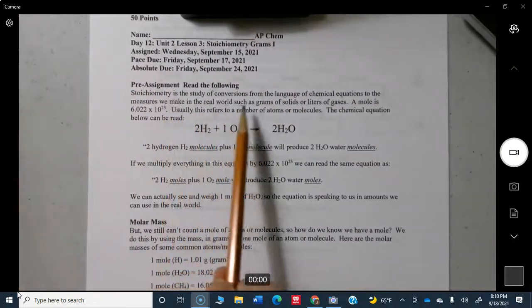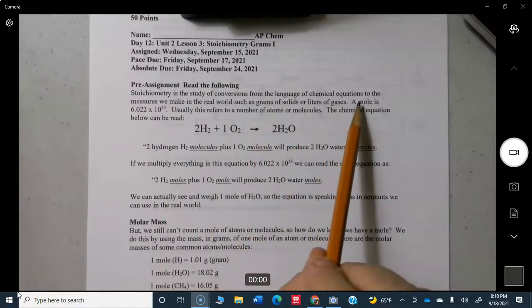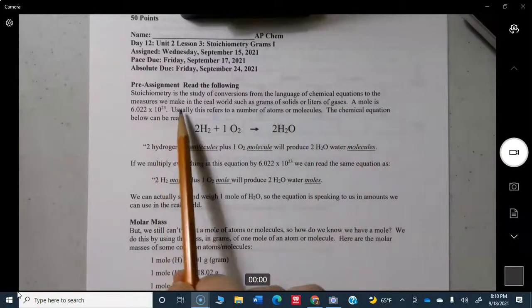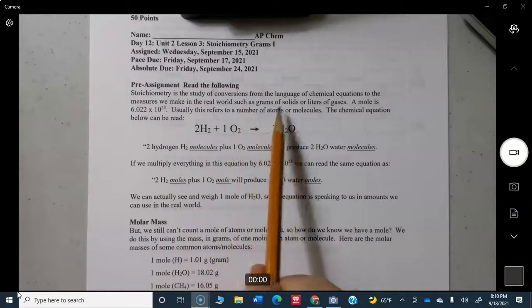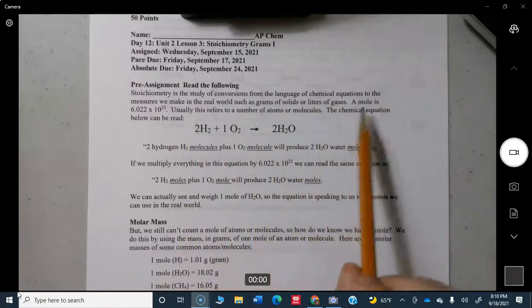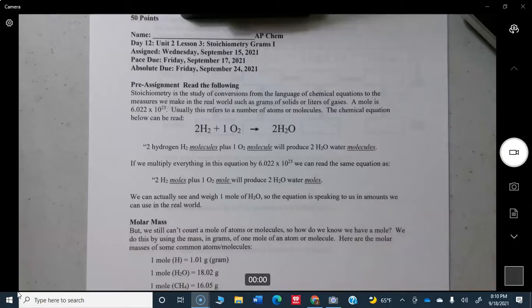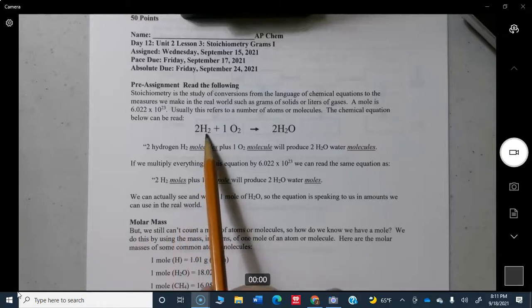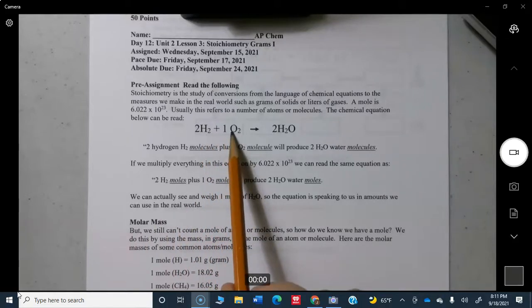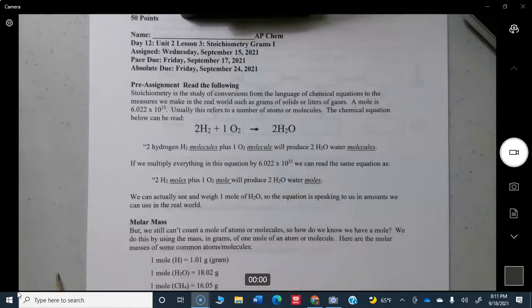So stoichiometry is the study of conversions from the language of chemical equations to measures that we make in the real world, such as grams of solid or liters of gases. A mole is 6.022 times 10 to the 23rd. Usually this refers to a number of atoms or molecules. A chemical equation can be read in different ways. You can read this as 2 molecules of hydrogen plus 1 molecule of O2 gives you 2 molecules of H2O.